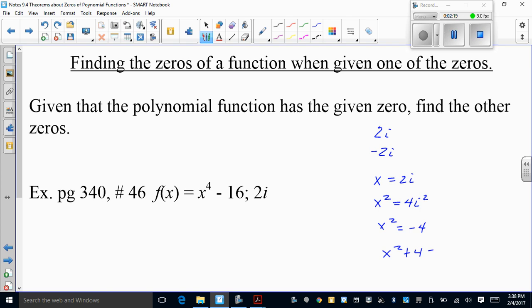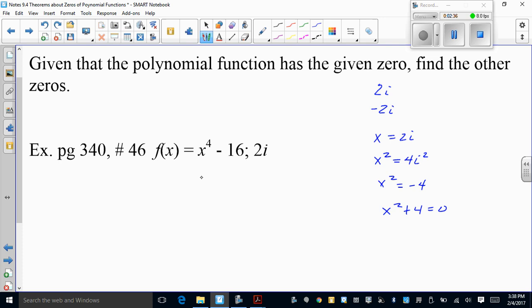Move the negative 4 over, I get x squared plus 4. Now remember, I said to do synthetic division. When you do synthetic division, you have to have a power of 1. This is a power of 2. And synthetic division with i's is not pretty. So we'll do long division on this one. So we have x squared plus 4 is my divisor. And that's from this. And I'm missing a bunch of terms in between. x to the 4th plus 0x cubed plus 0x squared plus 0x minus 16.